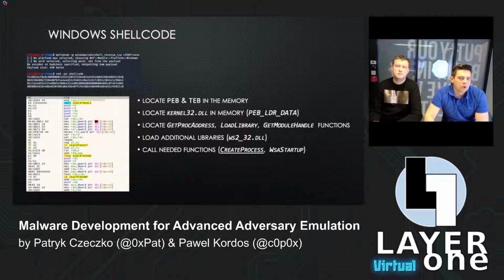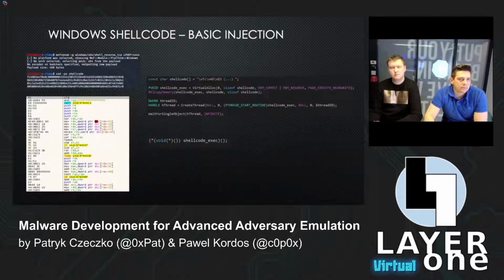So, for example, LoadLibrary could be used to load the socket library, and then the simple reverse shellcode uses CreateProcess with sockets created by WSAStartup attached to standard input and output. So that's like this simple reverse shell from Meterpreter.